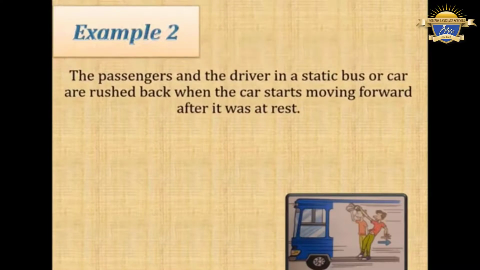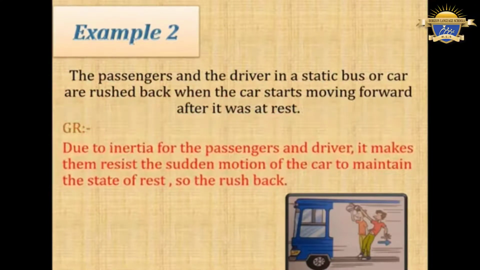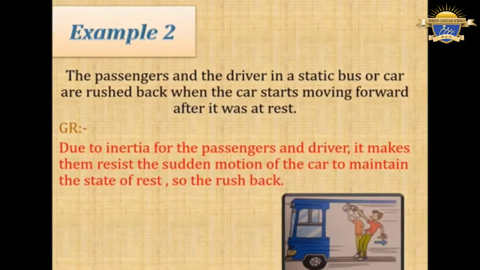Example number 2, the passengers and the driver in a static bus or car are rushed back when the car starts moving forward after it was at rest. Why? It's due to inertia for the passengers and driver. It makes them resist the sudden motion of the car to maintain the state of rest, so they rush back.